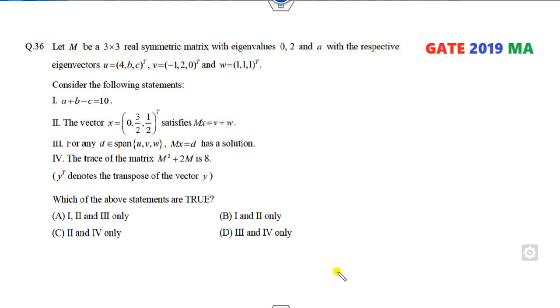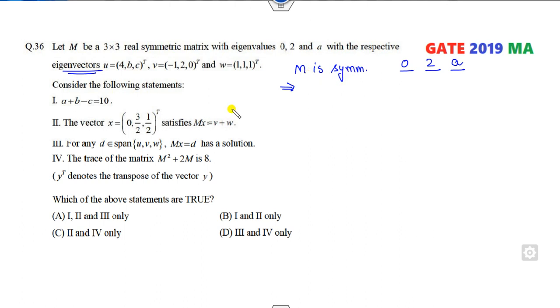Okay, look at this another one. M is my 3 cross 3 symmetric matrix. Fine. Having the eigenvalues, so there are the 3 eigenvalues. One is 0, second is 2, third one is a, which is unknown. Having the respective eigenvectors are there. Fine, that's very simple.